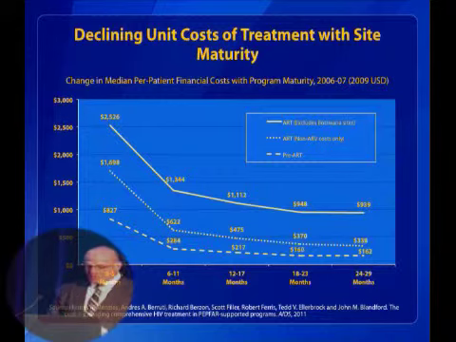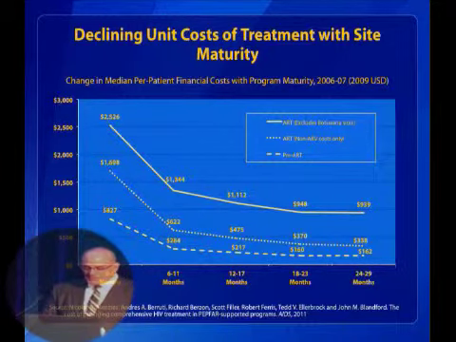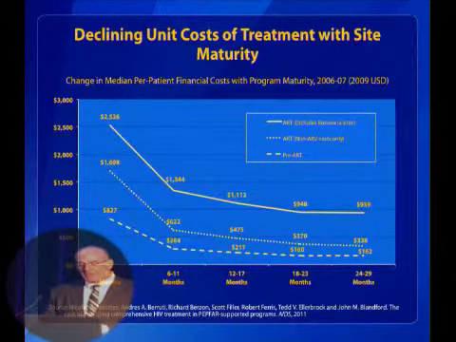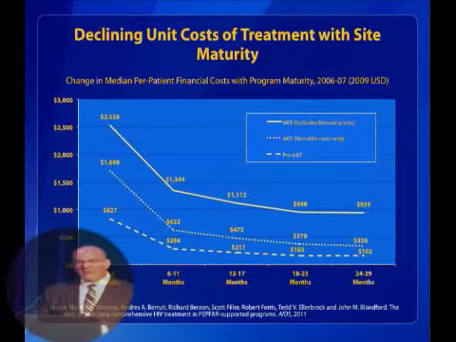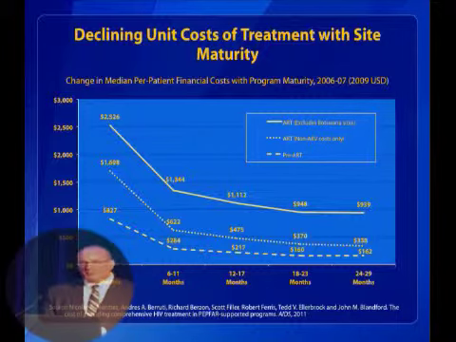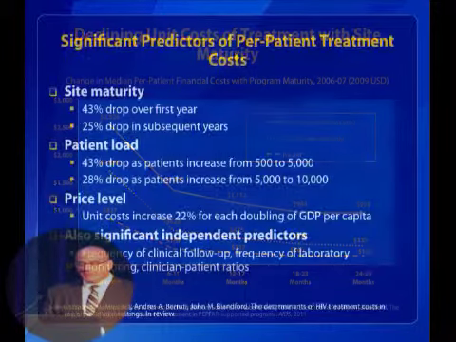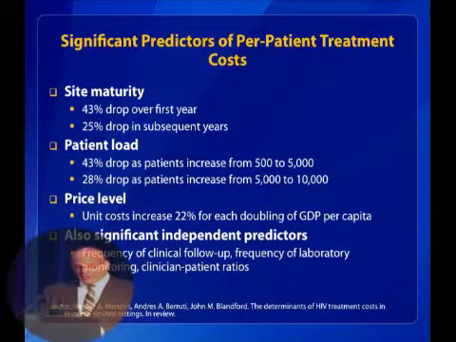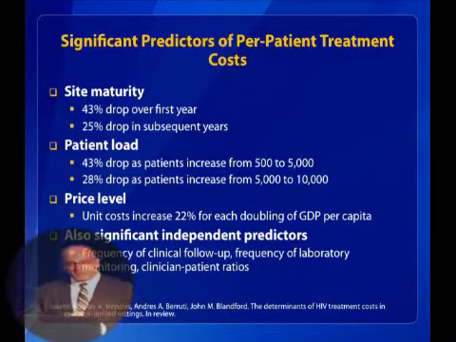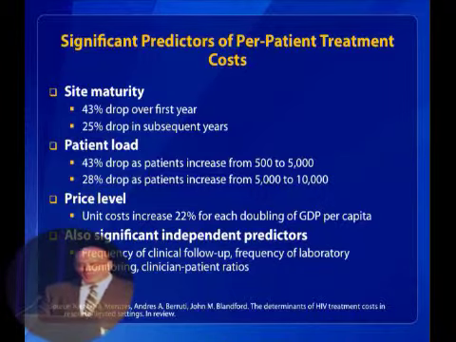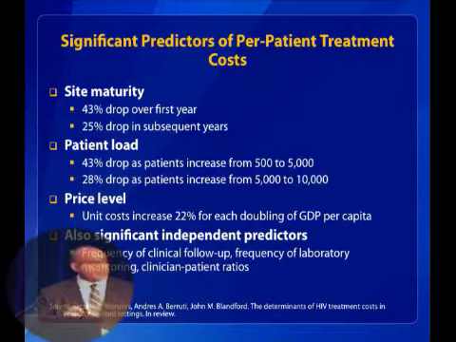So this is just pulling out, we've been doing costing work since 2006. This just demonstrated the empirical data showing that unit costs drop quite quickly as the site's initiated and is established over 2 to 3 years. We have another paper in review right now which looks at basically breaking this out on a regression analysis. What are the effects of site maturity, patient load, price level? All of these are significant and independent predictors of per patient cost.